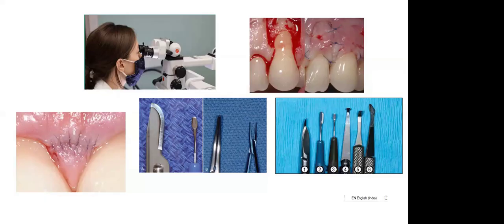Another is the distance between the implant and the tooth. The distance between the implant and the tooth has to be at least 1.5 millimeter. And if there are two adjacent implants, there has to be a 3 millimeter distance.